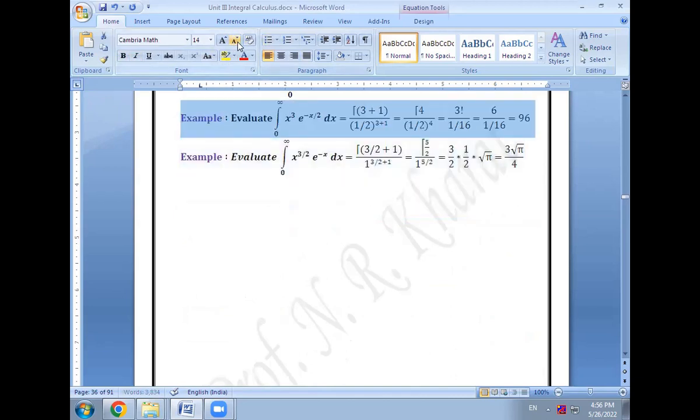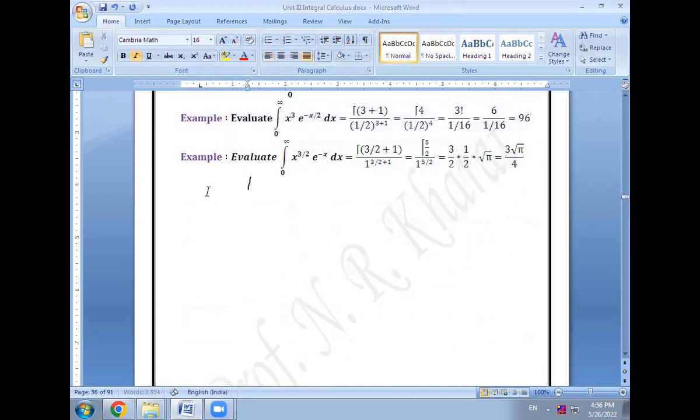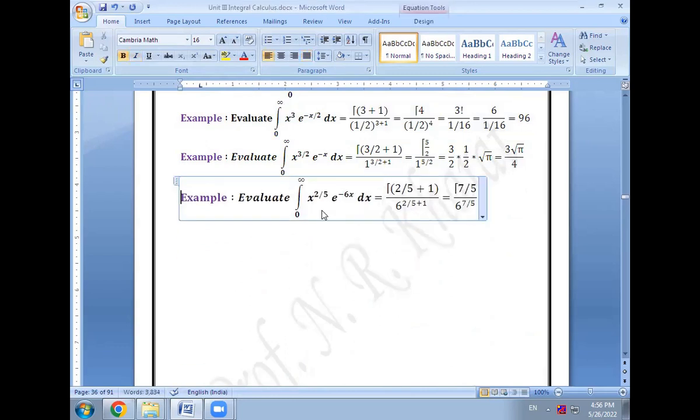So let me see another example if the index of your exponential function is other than minus x or minus variable. This is another example. The index of your x is 2 upon 5 and index of your e is minus 6 times x. So the value for n is equal to 2 upon 5 and the value for k is 6. Replacing in the formula, we get a final solution.